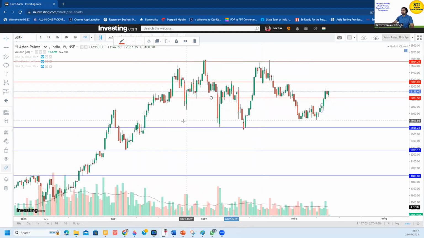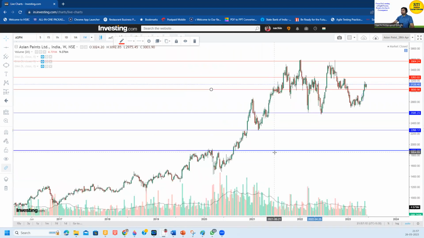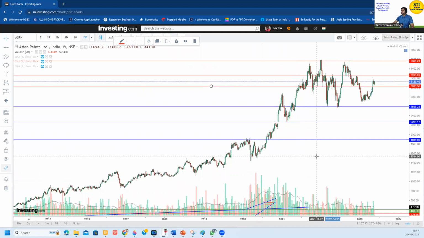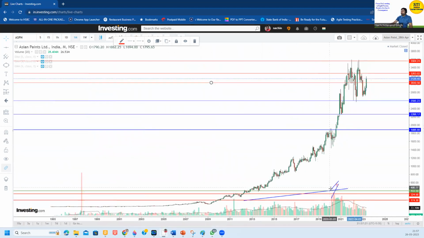So, for example, in this Asian Paint chart, I have selected the weekly time frame so that we can have a long term view. For any stock, when we are starting the analysis, it is always recommended to look at the stock on a higher time frame, so that we are able to understand its overall history.